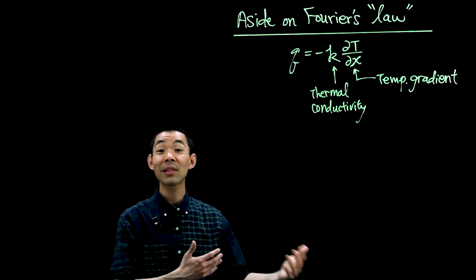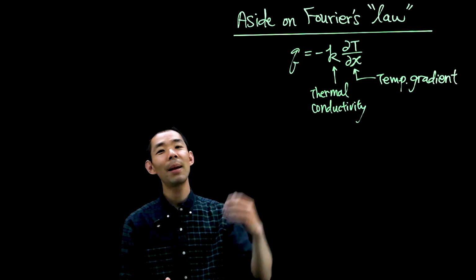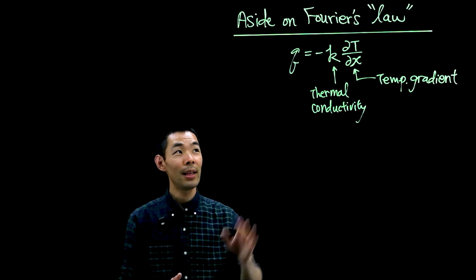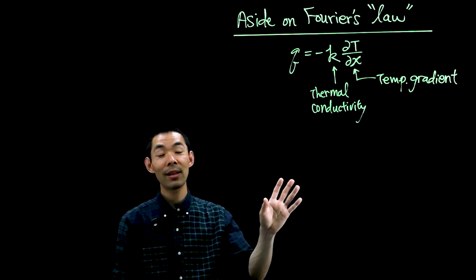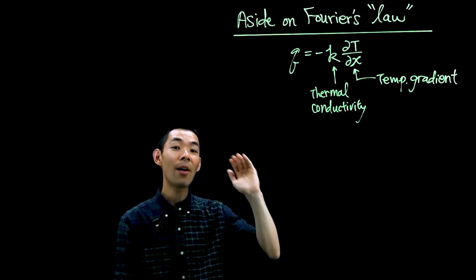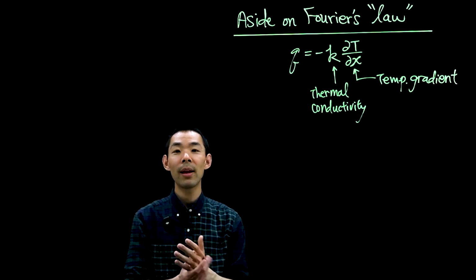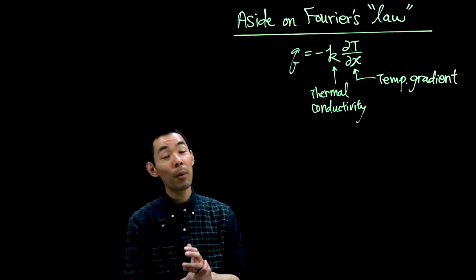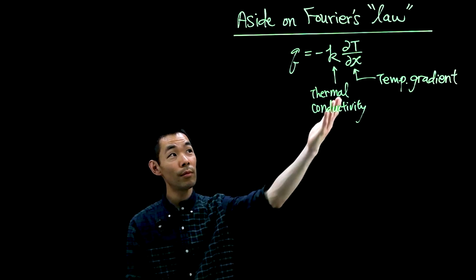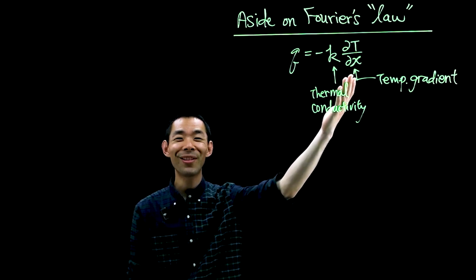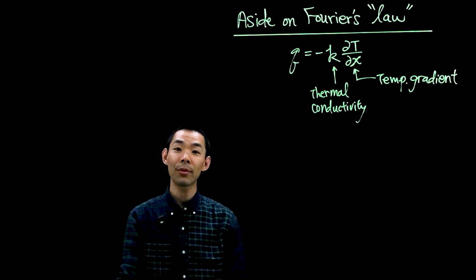Depending on which sign convention you adopt, sometimes this negative is not present. But in the way I describe it, the heat is always going to go down a temperature gradient. Okay, so now some of you might be wondering, why is the heat flux linearly proportional to the gradient of the temperature?